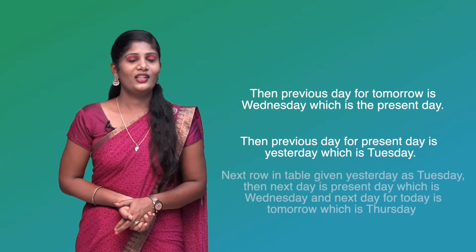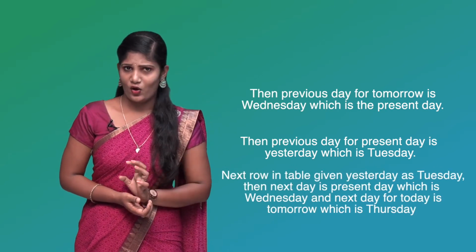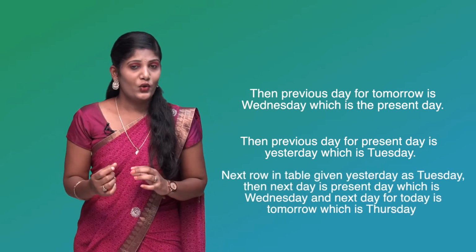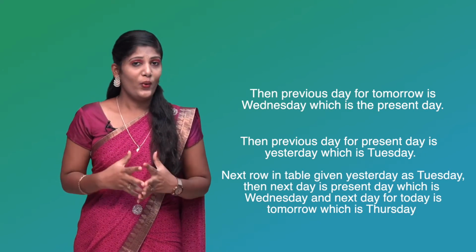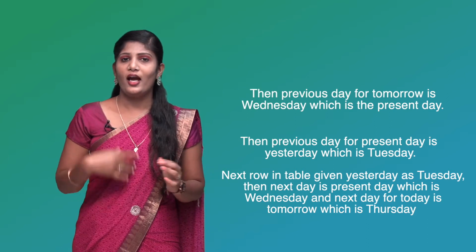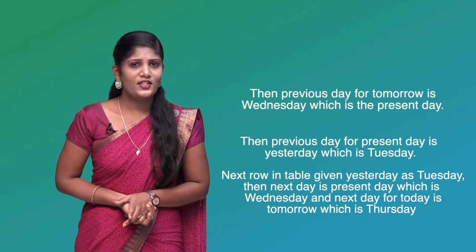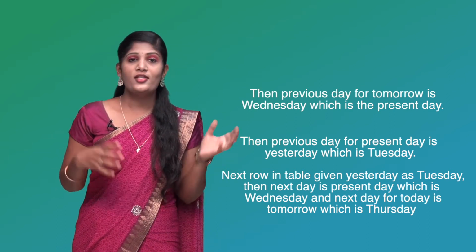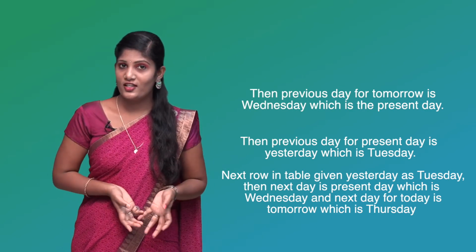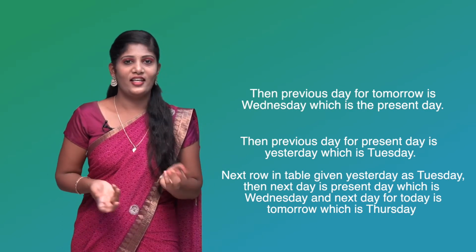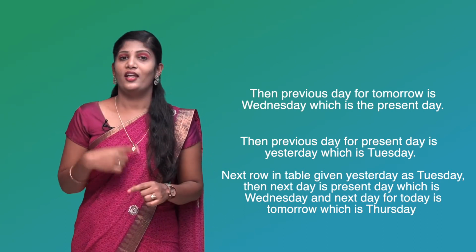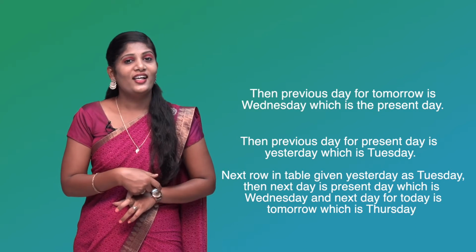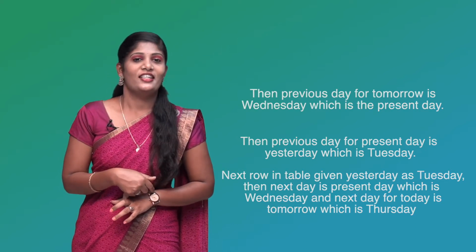Fine? Yes, children. So in the next column, they have given Tuesday. Tuesday in yesterday column, right? So now we have to find out today and tomorrow. So think, children, if yesterday was Tuesday, then present day is Wednesday as usual, right? So if today is Wednesday, then tomorrow is Thursday, right, children? Yes. So now let's go to the next one then.